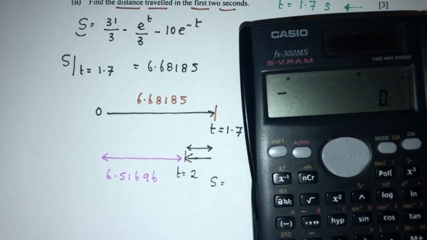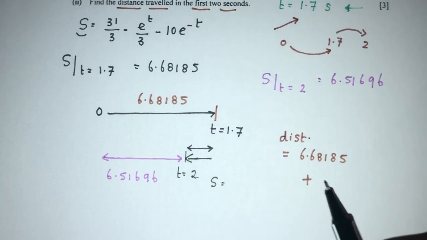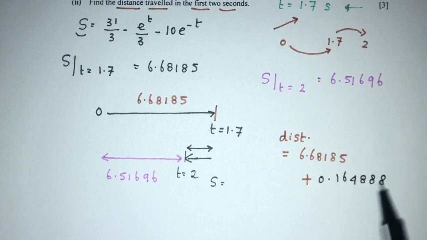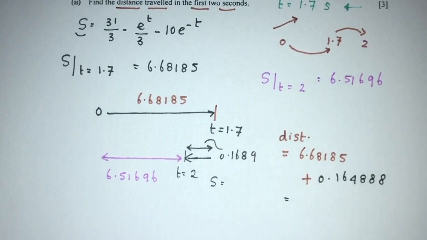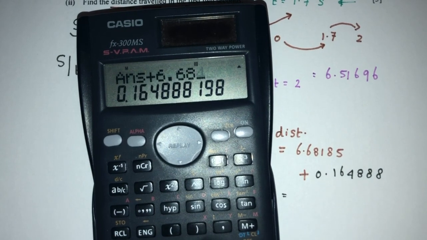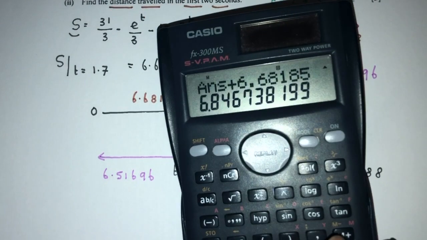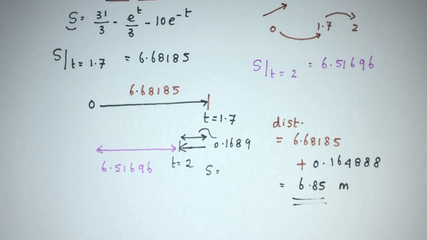That will be 6.68185 minus answer, that will be 0.164888. So this distance will be 0.1689. So plus 6.681 plus 0.1689. That will be 6.85 for the distance traveled. That will be my value of distance traveled for those 2 seconds.